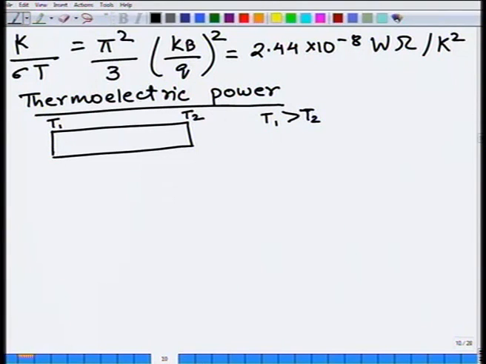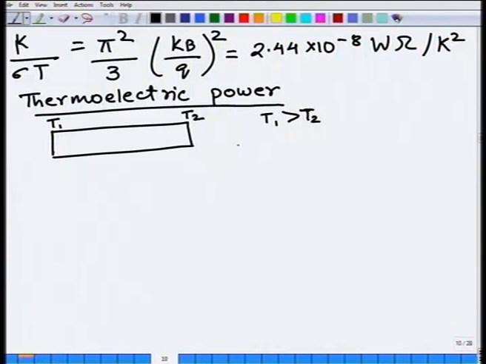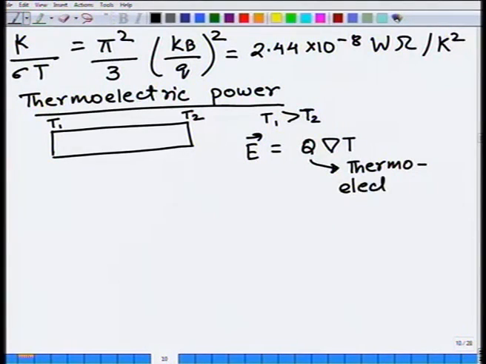Remember that if you apply a temperature gradient across a bar, the electric field that will develop inside, so that the system comes to a steady state, is E equal to Q times the gradient in temperature. That is the electric field that develops, and Q is called the thermoelectric power. This is the well known Seebeck effect, which you have seen in various situations, and were taught in schools also.